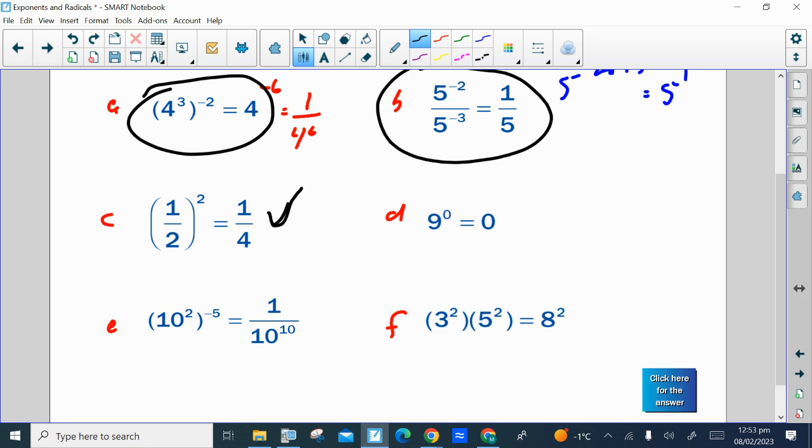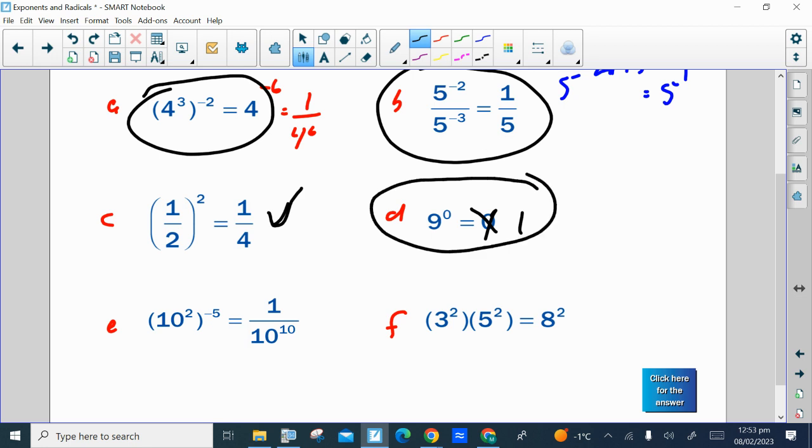What about the next one, Declan? Correct or incorrect? Why? That's right. The zero rule says that 9 to the power 0, or anything to the power 0, actually equals 1. So that one is incorrect.